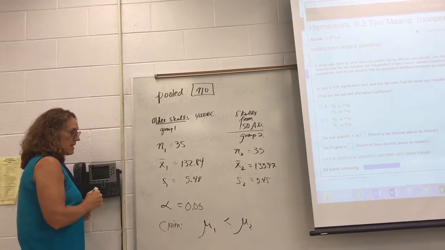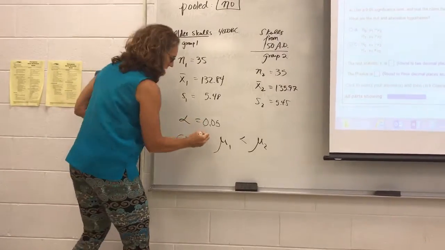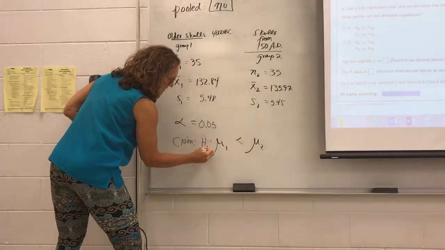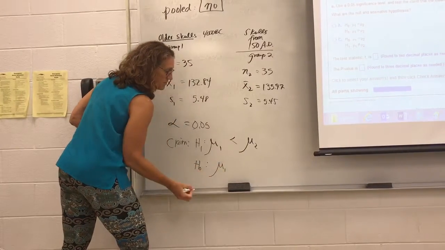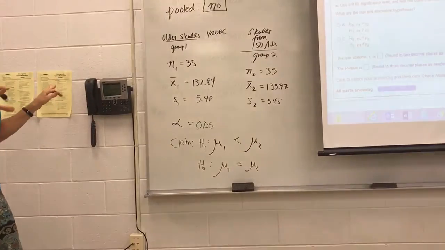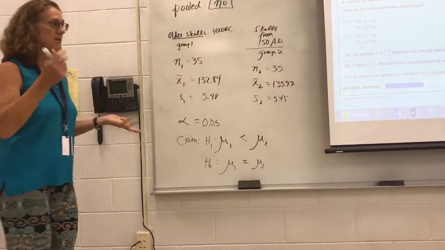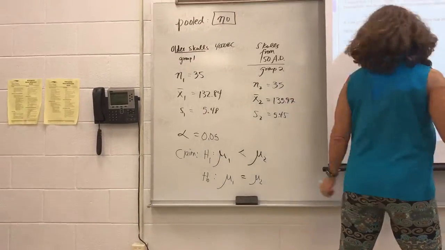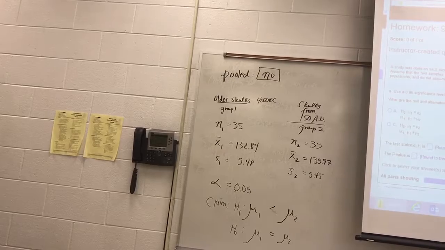So again, this is a less than claim, so is that H0 or H1? H1. And so H0 is equals, in this case it's that mu1 is equal to mu2. So the null hypothesis is that they're not any different, right? They're the same. That's what we're going to assume is true for the purposes of calculation, and then see how extreme this difference is based on that assumption.